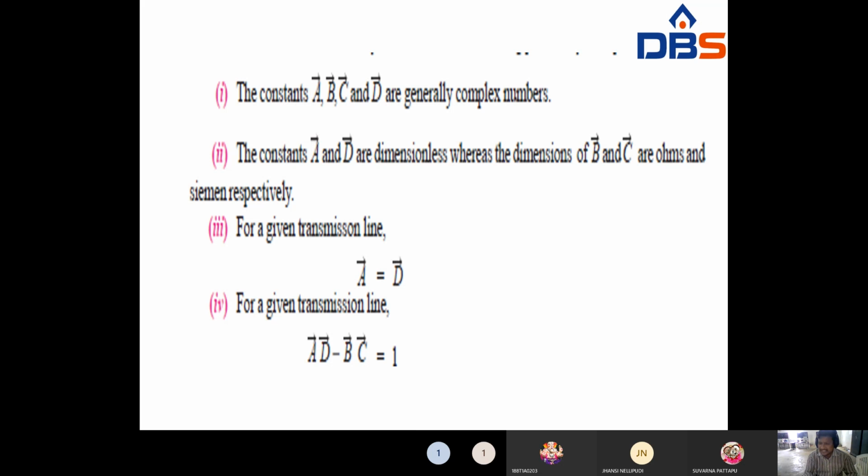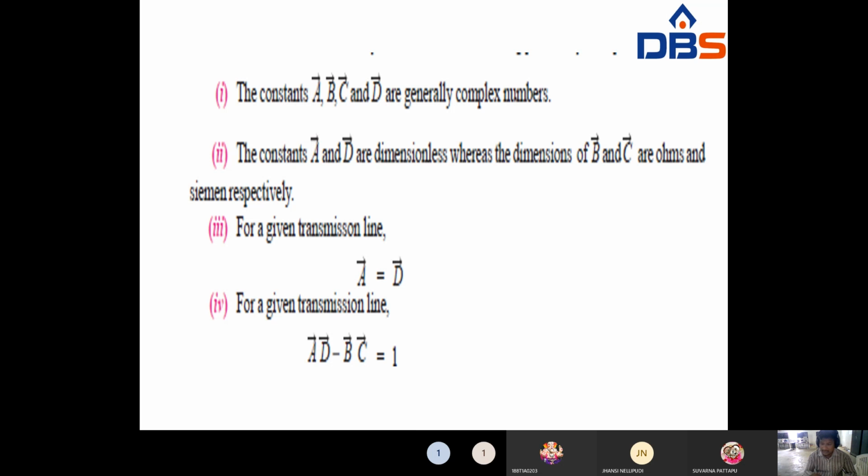And two properties must be satisfied for every two-port network, that is the symmetry property and the reciprocity property. What is the symmetry property for ABCD transmission line? Very, very important for competition exams. A is equal to D. And then what is the reciprocity condition for ABCD parameters? This is also very, very important. AD minus BC equal to 1.